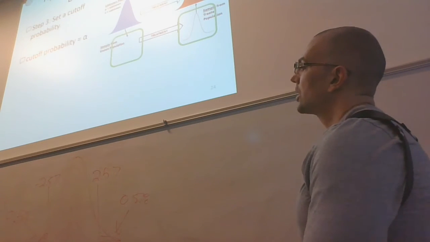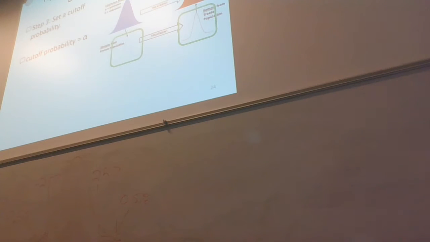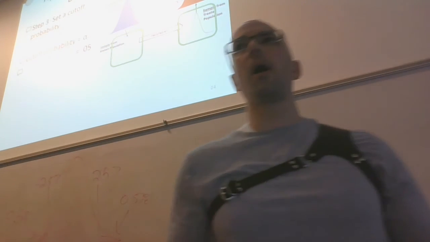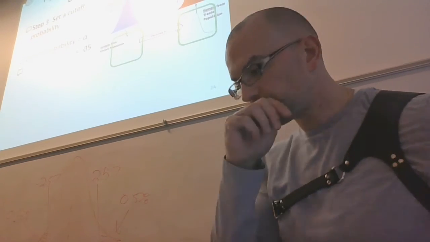All right, so your cutoff probability, this is going to be the easiest part of exam number 3. Your cutoff probability is equal to your alpha score. So cutoff probability is equal to alpha. That is given to you in the question. In this case, it is 0.05. So our probability line in the sand is 0.05.